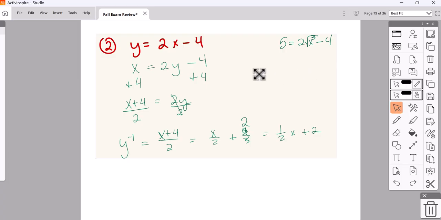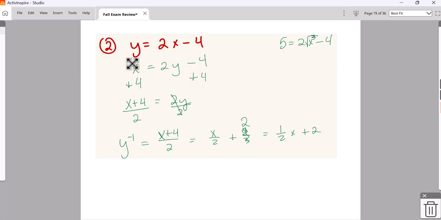And for a linear function, same idea. x and y switch places, we solve, so plus 4, divide by 2. You can leave it as one big fraction. You can also split it into 2 fractions, x over 2 plus 4 over 2, which is 2, and 1/2 x plus 2. So all of these answers are the same. You can write it all sorts of different ways. Any of those answers I would take on the final.